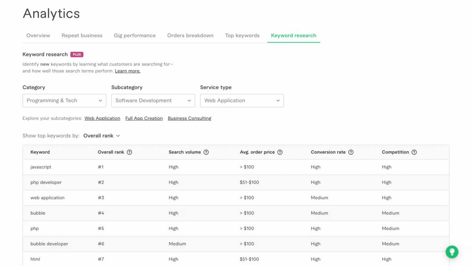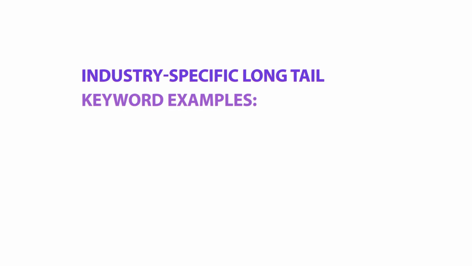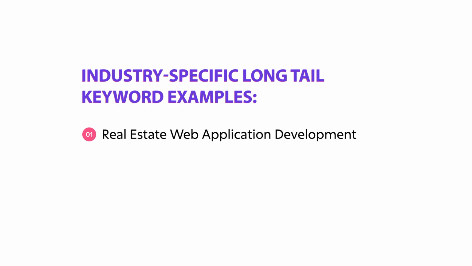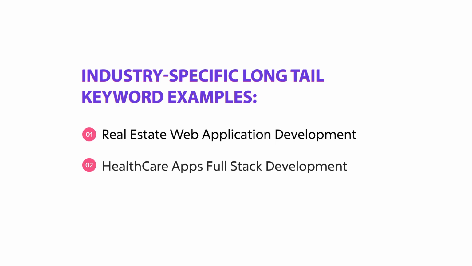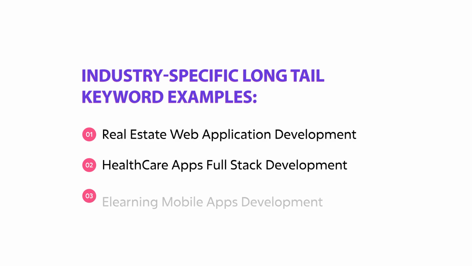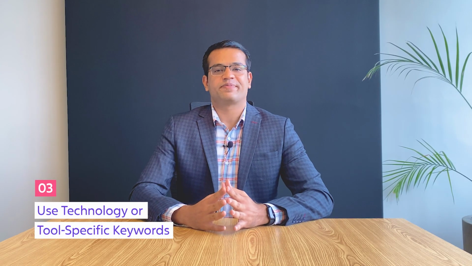Number 2, use industry specific keywords. So this is another idea to generate long tail keywords. Using industry specific words in your long tail keywords helps a lot in terms of ranking as well as winning clients' trust. A few examples of industry specific long tail keywords are real estate web application development and healthcare apps full stack development.